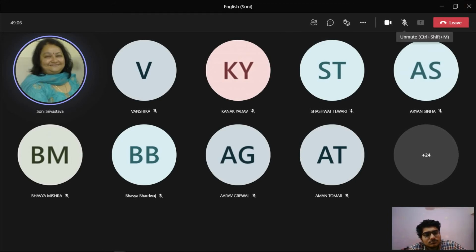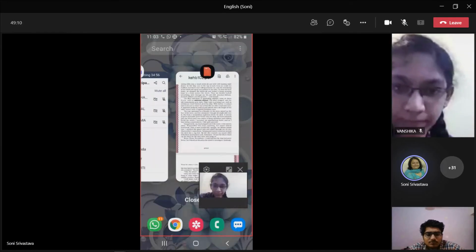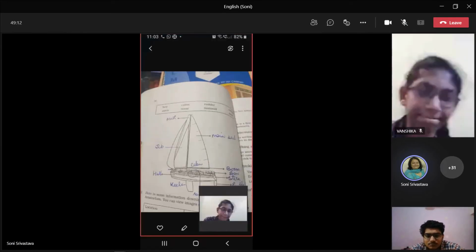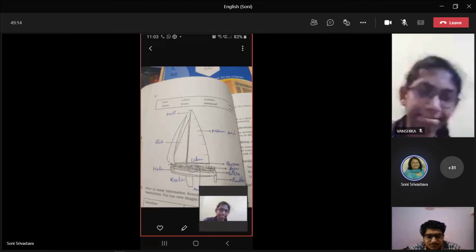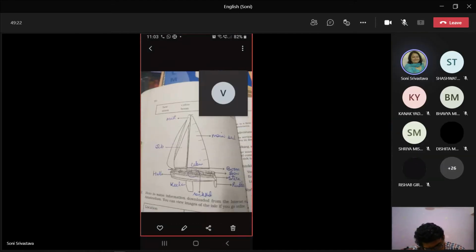Let's share this. Now, after reading that, look at this particular picture. Now, see this one, which is your class. In your class, I had shown you this chapter which is there in your own book, that is Hornbill. Now, see how it is. The boom is this one. The bow is this. The stern, rudder, cockpit, keel, hull, jib, mast, mainsail.